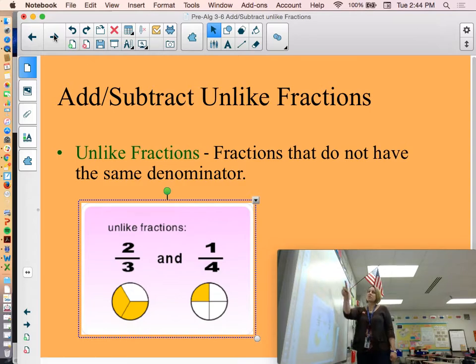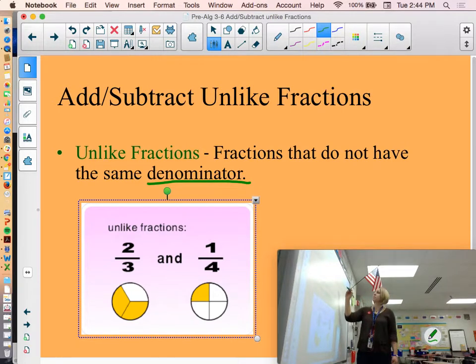All right, so to add and subtract unlike fractions, first you need to remember that unlike fractions are fractions that do not have the same denominator. And the denominator is the bottom number. So notice here, these are unlike fractions. 2/3, those are bigger pieces. 1/4 is a smaller piece, and they do not have the same number. This 3 is not the same as 4.